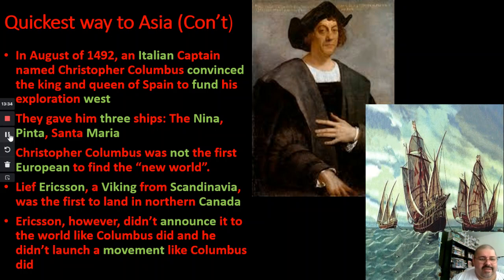Now, Columbus, again, convinced the king and queen of Spain to fund his expedition, and they gave him three ships: the Nina, the Pinta, and the Santa Maria. Now, I'm going to tell you this right now. That question is going to be on your first quiz. Which of these is not one of the three ships Columbus got from the King and Queen of Spain? Okay, so just keep those names: Nina, Pinta, Santa Maria. Keep that in the back of your head, okay?